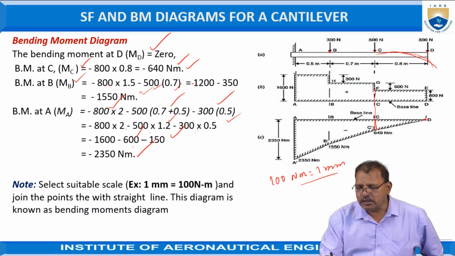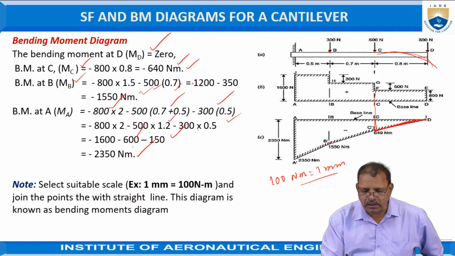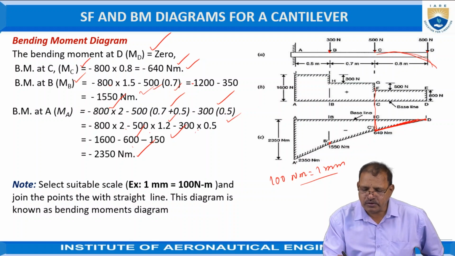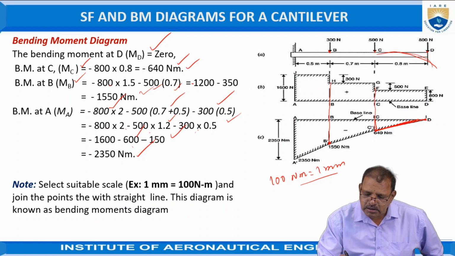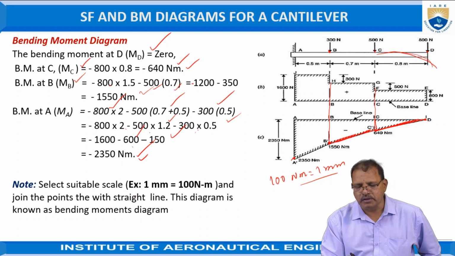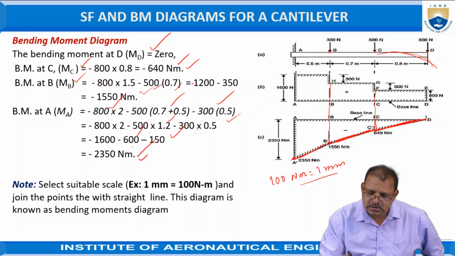Here the point load is acting. You have to join these 2 points by straight lines. Again at B, the moment is given as 1550, so vertically downward it is 15.5 mm. Again join these points by straight lines only. At A, 2350 means 23.5 mm. Again join the points by straight lines.